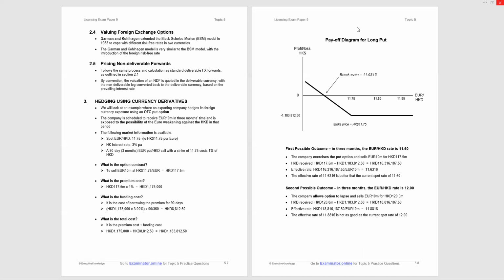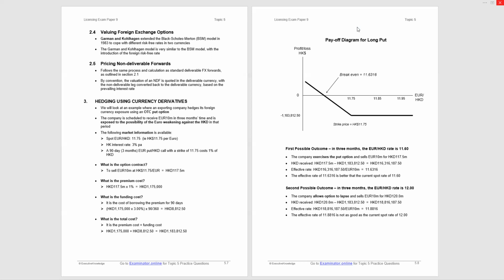Now, the second possible outcome is that in 3 months' time, the euro Hong Kong dollar rate is 12. And so the euro has significantly strengthened. We will be very happy because we're selling euros. So we'll allow the option to lapse. We receive 120 million Hong Kong dollars, but remember, we've still got the cost of the option. We deduct that to give us net Hong Kong dollars received of 118,816,187.50, and we use that to calculate the effective rate of 11.8816. In this case, it's not as attractive as the current spot rate of 12.